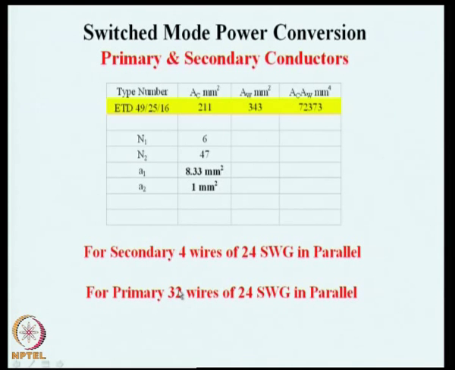For the primary, which carries a current of about 25 amperes, we have to have 32 wires in parallel. Such parallel connection of wires are also called Litz wires. Litz wires are isolated sectionalized wires, several of them in parallel, in order to overcome the skin effect. So, the secondary and primary will be organized as 24 SWG wire, 4 in parallel for the secondary winding, which carries 3 amperes, and 24 SWG wire, 32 wires in parallel for the primary, which carries a current of about 25 amperes.